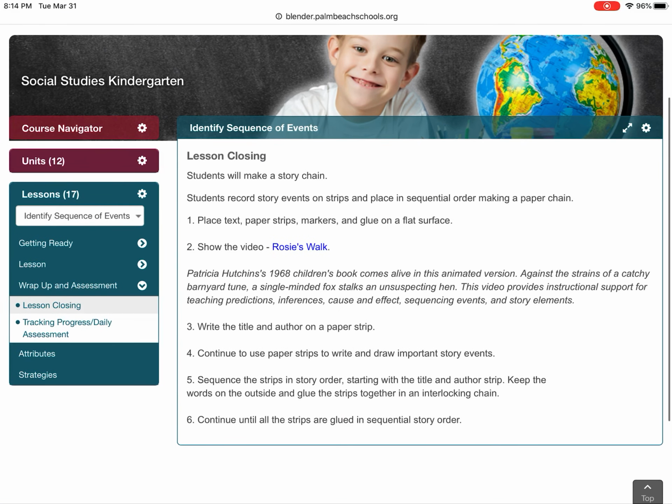So the video was about a little hen. A sly fox stalks an unsuspecting hen. This video provides instructional support for teaching predictions of cause and effects and sequencing events and story elements. So the whole point of the little video of Rosie's vlog is for you guys to pay attention to what was going on and what she was doing in order.